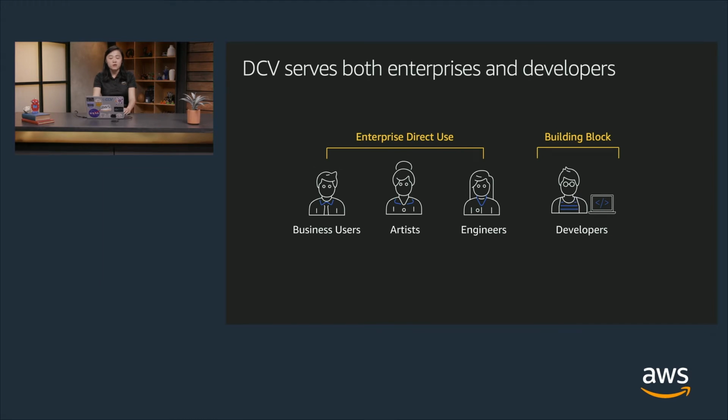NICE DCV serves both enterprises and developers. Enterprises can use DCV as a streaming protocol to help their end users access visualization and graphics capabilities. Their business users can get access to productivity and business applications and workstations remotely. Their artists and designers can access graphics-intensive applications, and their engineers can use DCV to visualize the results of their 3D engineering simulations.